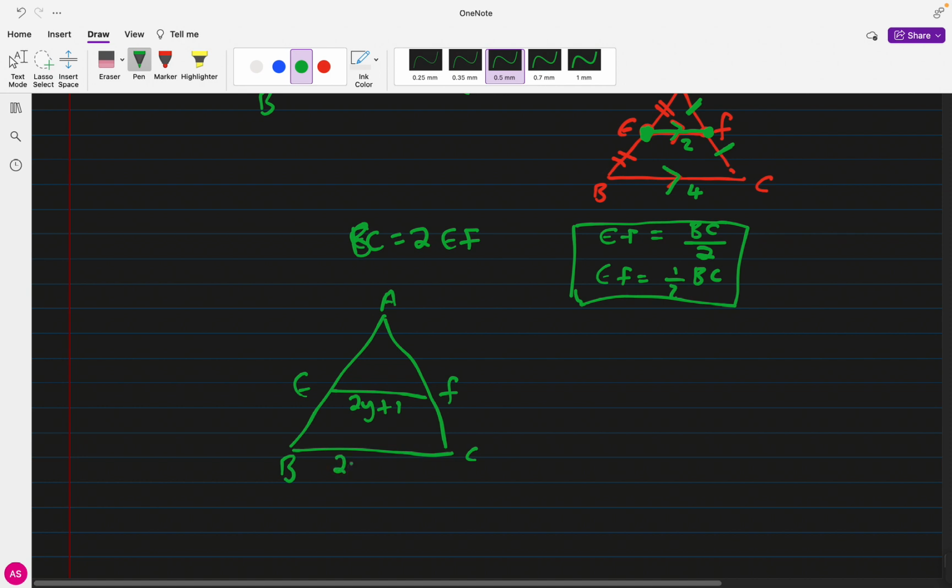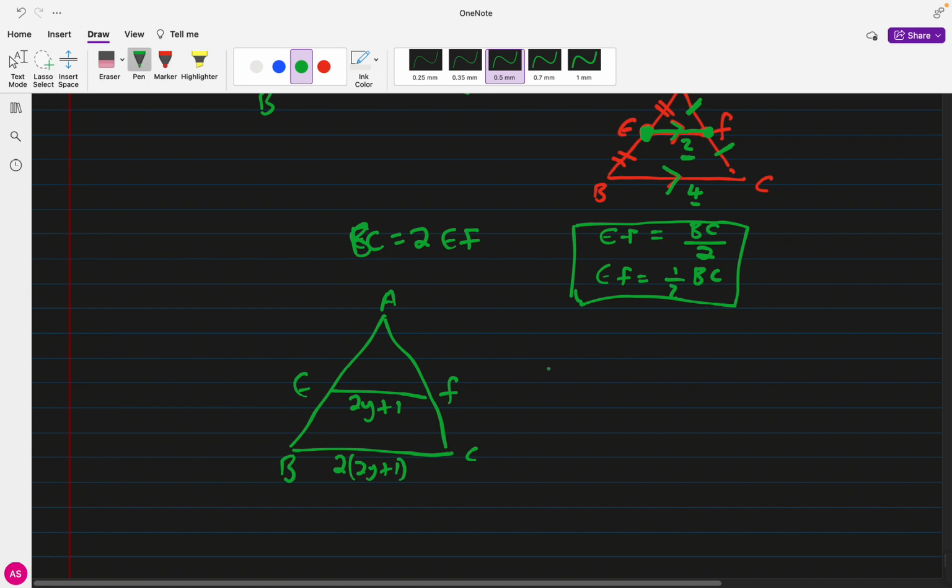The length of BC will be 2 times 2y plus 1. I hope you get what we mean there. Because now remember, if we take this length here of EF and multiply it by 2, we must get the length of what? The length of BC. Now same thing here. The length of EF was 2 here, right? In that red triangle, the length of EF was 2, and the length of BC will be 4. Basically 2 times 2, which will give us 4.